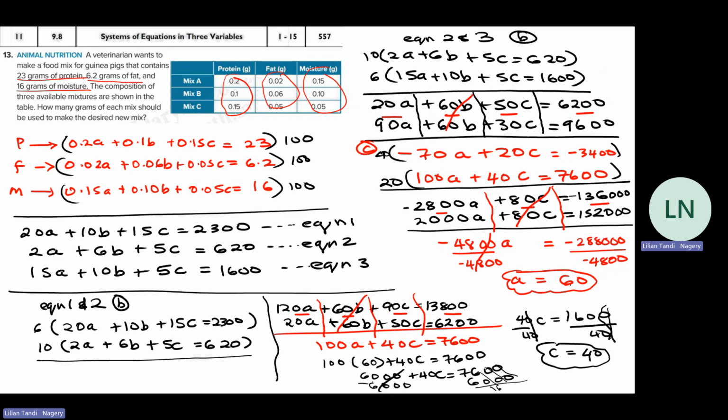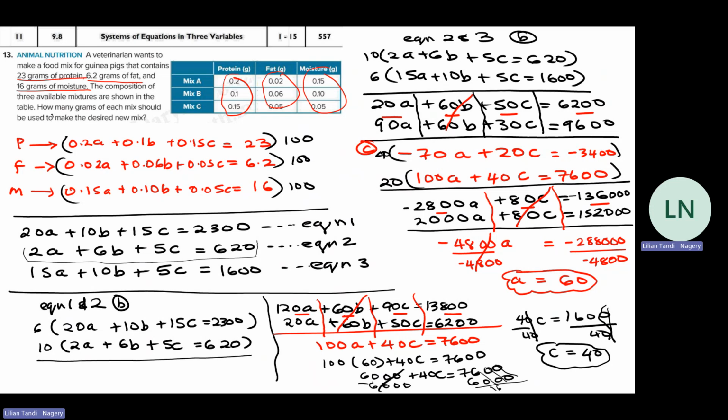Okay? Then now you have a and c. Substitute in one of them. So I'm going to substitute here to get b. Okay? I don't have space. I don't want to erase anything. I need to find space. Oh well. Let's try here.